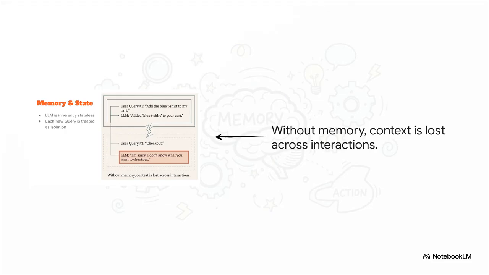This example right here just nails the problem perfectly. The user says, add the blue t-shirt to my cart. Simple enough. And the AI says, okay. But then the very next thing the user says is checkout. And the AI is completely lost. It's like, I'm sorry, I don't know what you want to check out. This happens because standard large language models are what we call stateless. It's like they have amnesia. Every single time you hit enter, it's a brand new conversation. Without a memory, there's just no context.